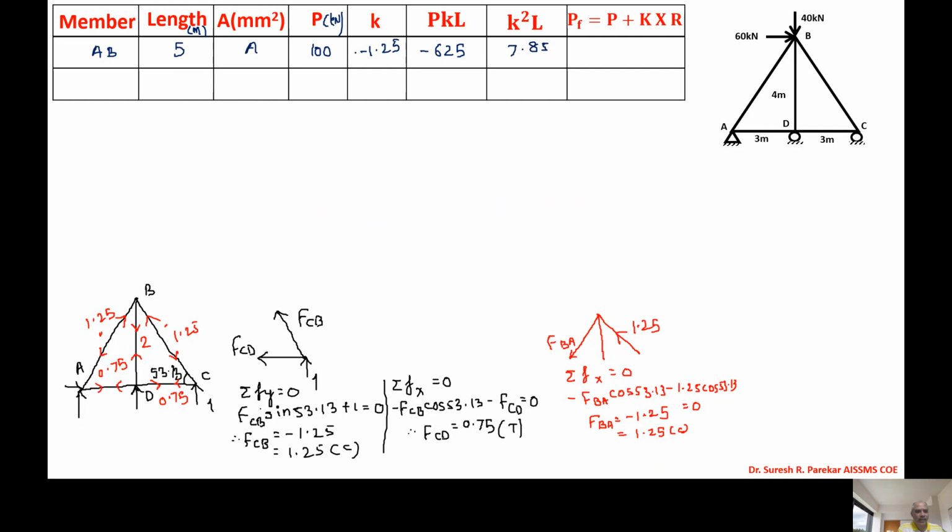Then we have the second member, BD. I have taken first all the members which have P forces. For BD, the area is again A. P is minus 120, K is plus 2. Then we get the value minus 960, and K square L is 60.